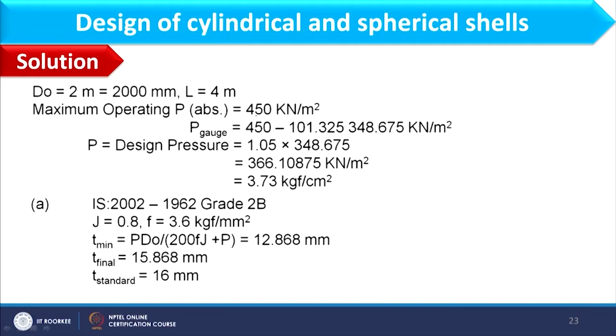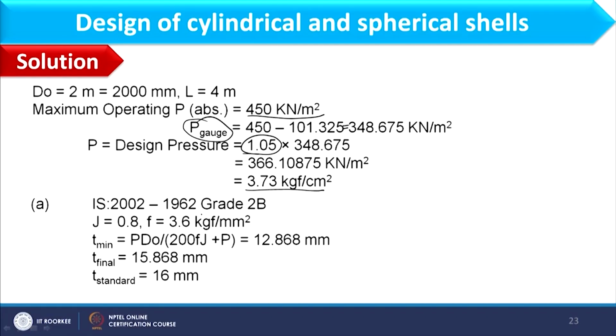Here, maximum operating pressure 450 is given. We will first convert that into gauge, and then we can consider 5% extra. Why 5% extra? Because here I do not have any guideline from the customer. So, I will take at least 5% extra pressure as design pressure. So, here design pressure comes as this.